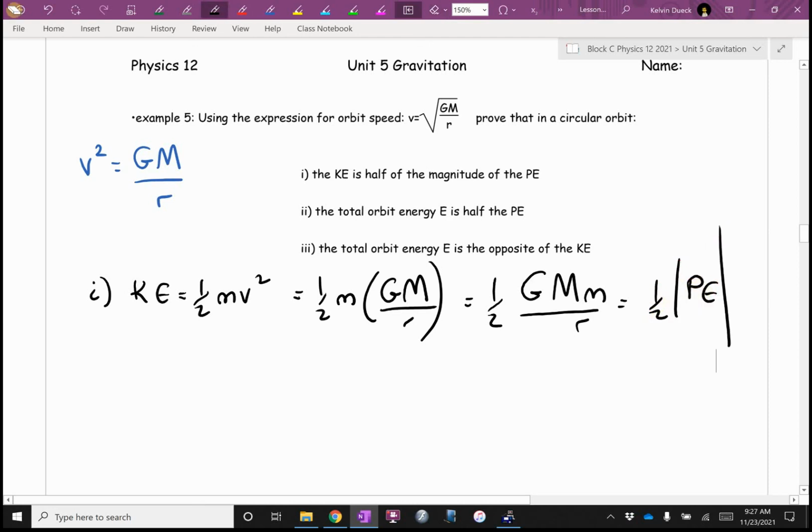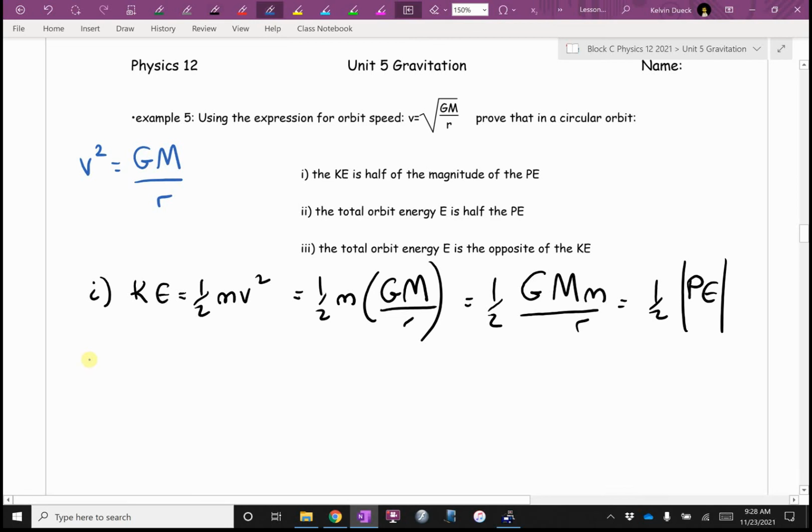I'll put absolute value signs around it. That's a terrible absolute value sign. It turns out the kinetic energy is half the magnitude of the potential energy. Why is that handy? If I ever find the kinetic energy in orbit, and I happen to know the potential energy up there, I might quickly go times by 2, and if they're the same number, I know I did them both right. You can survive just fine without it, but it's kind of a neat pattern.